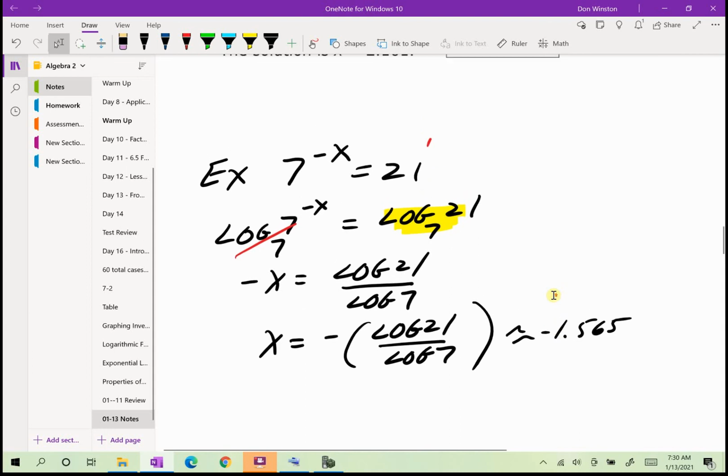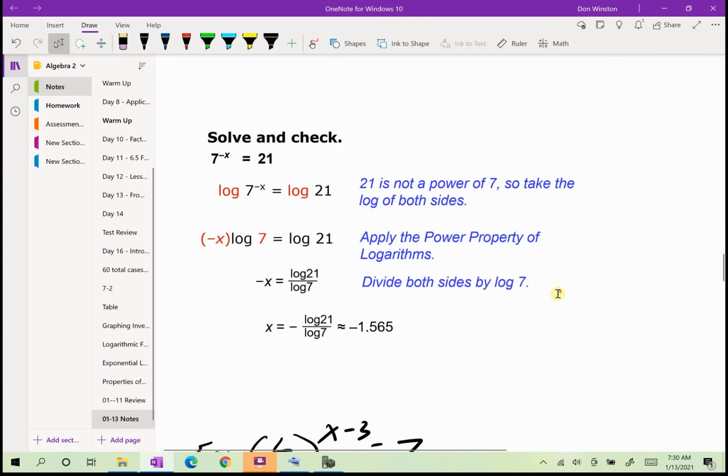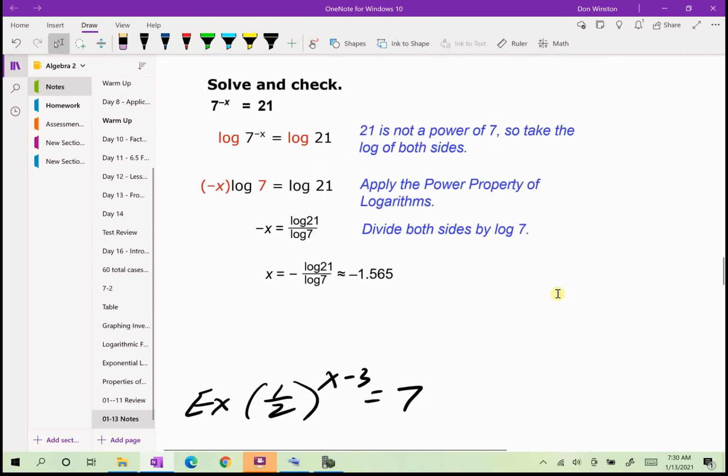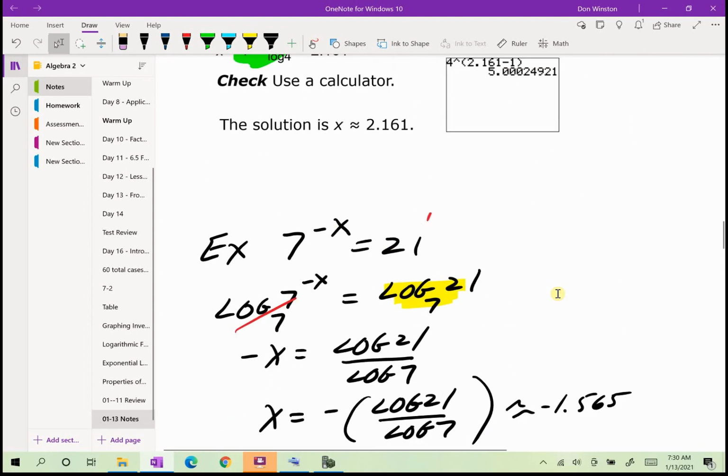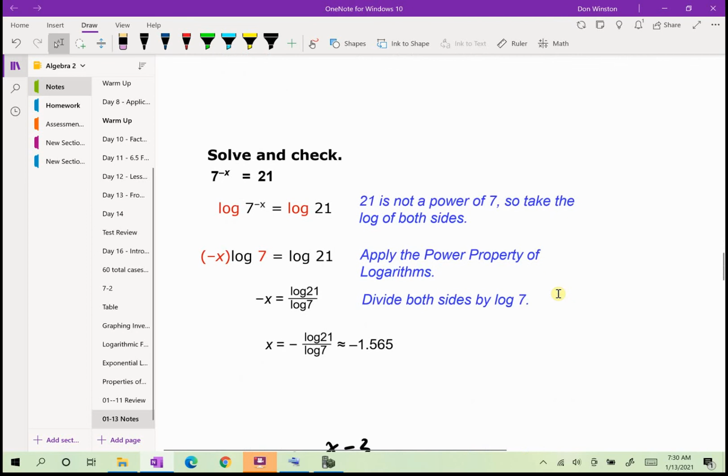The example that they give is taking the common log of both sides. So notice here, I took log base 7 of both sides because I'm using inverse properties. But you could just as well take the common log of both sides. Then you have to remember to bring that negative x down like they did there, and then divide by log base 10 of 7. You get the same answer.